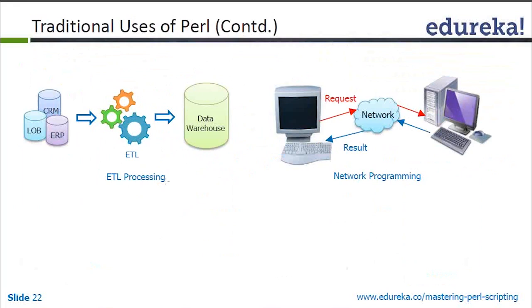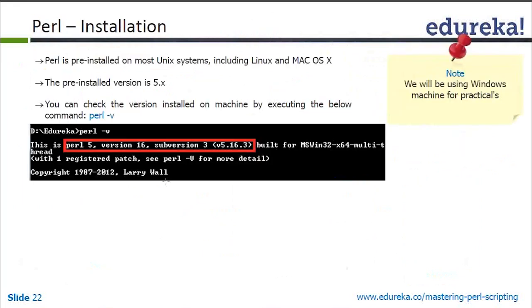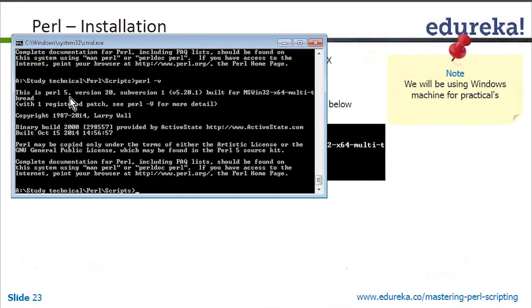So Perl installation. Perl is pre-installed on most Unix machines, as I already told, including Linux and Mac OS. The pre-installed version is 5.x, so it's a 5 version, as I just showed you. So you can see it's like Perl version 5, version 20. There will be a minor version and a major version. So 5 is the major version and these are the minor releases which are created. If there are some releases which don't work, they will make a new build. And if they make a new release, they will make it 6. So that's how the software works.